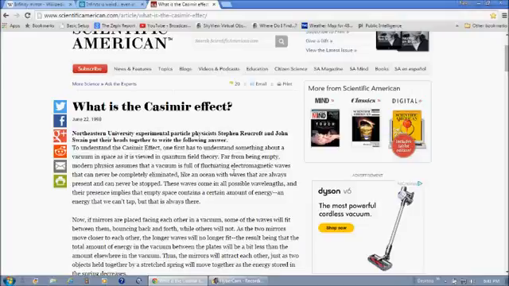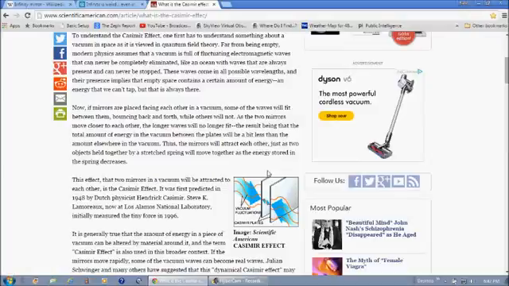To understand the Casimir effect, one first has to understand something about a vacuum in space as it is viewed in quantum field theory. Far from being empty, modern physics assumes that a vacuum is full of fluctuating electromagnetic waves that can never be completely eliminated, like an ocean with waves that are always present and can never be stopped. These waves come in all possible wavelengths, and their presence implies that empty space contains a certain amount of energy, an energy that we can't tap, but that is always there.